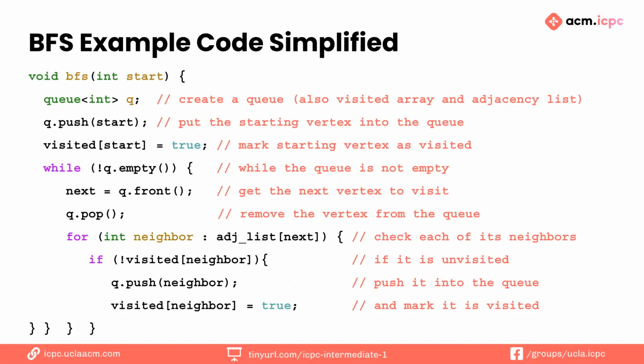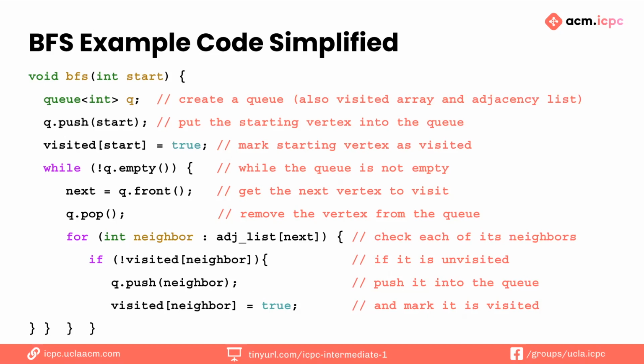And so we can just check directly if it's not visited, then we put it into the queue and we mark it as visited. And we do that for all of its neighbors. And once we're done with that process, we go back to the top of our while loop and we access the next element in the queue. So as long as there are unvisited elements in the graph, we'll keep finding them and adding them to the queue until we reach the end, at which point the queue will be empty and then BFS will return.